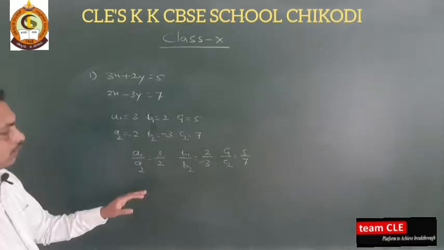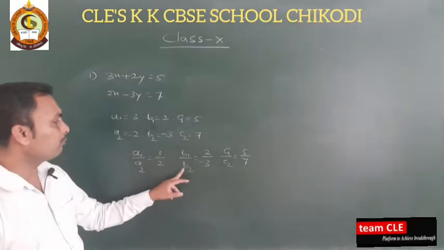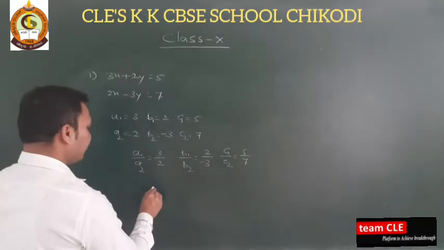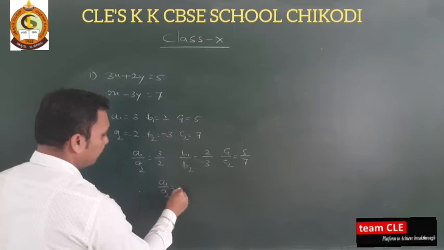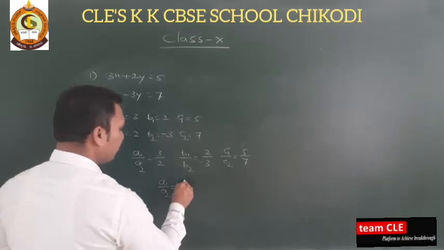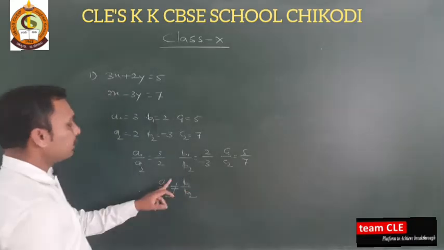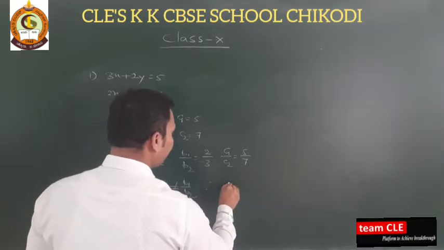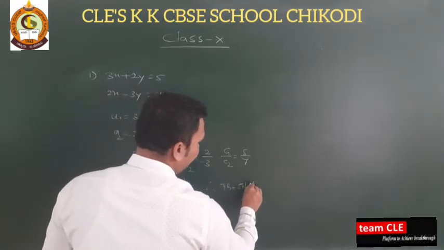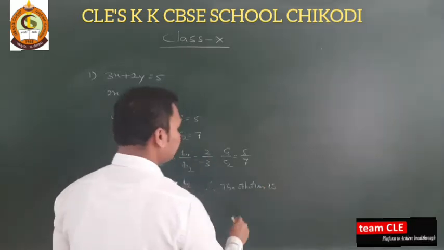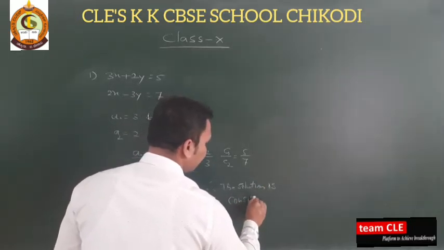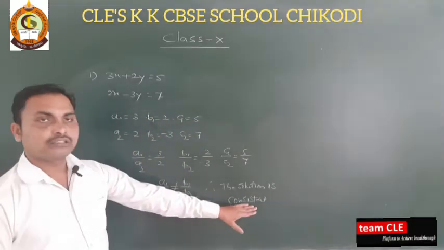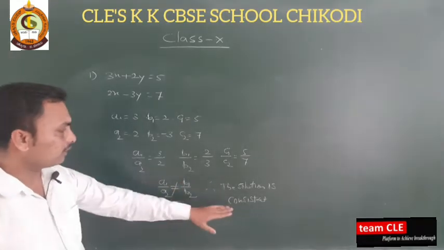Just you can see, dear students, A1 by A2 we have 3 by 2, B1 by B2 we have 2 by minus 3, and C1 by C2 we have 5 by 7. Therefore, A1 by A2 is not equal to B1 by B2. Once A1 by A2 is not equal to B1 by B2, we can say the solution is consistent. How many solutions does it have? It has a unique solution. So unique solution means we can say it is consistent. The equations are consistent.